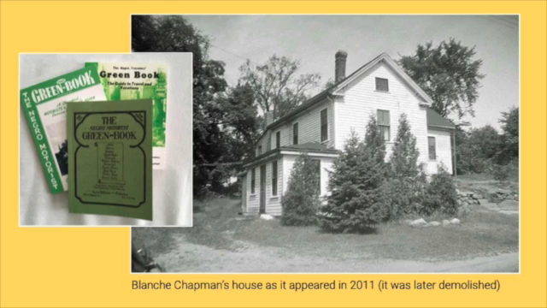I found a PDF online of the 1938 edition of the Green Book, and I was surprised to discover that Needham, Massachusetts actually had a listing. The Needham house, listed in the Green Book and pictured here, was on Central Avenue near Volonte Farms. It was owned and run as an inn by a woman named Blanche Chapman.